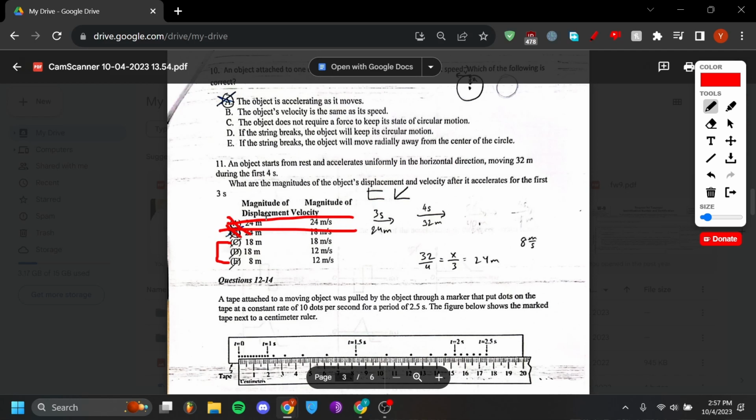So magnitude of velocity, magnitude of displacement. So magnitude of displacement is going to be 32. It's not E. Displacement of 18 over t, which is 4. It's not 18, so it can't be that. Magnitude of velocity. Oh, 32.